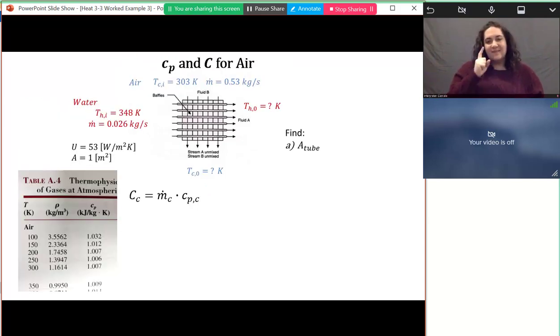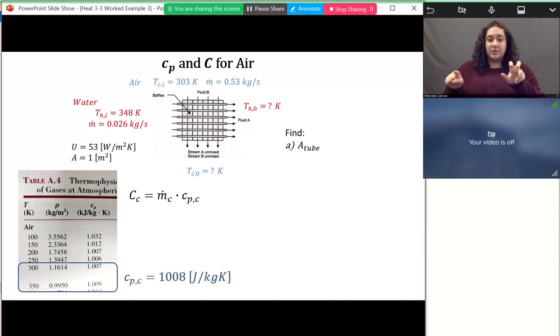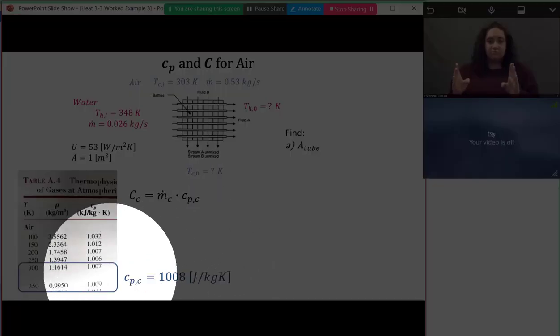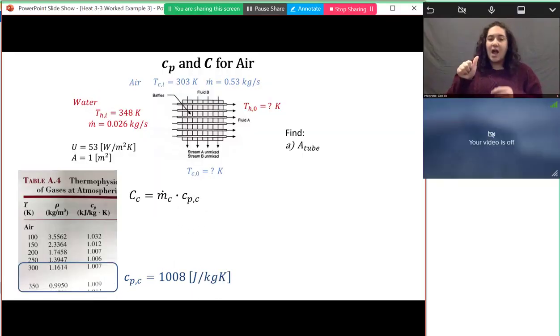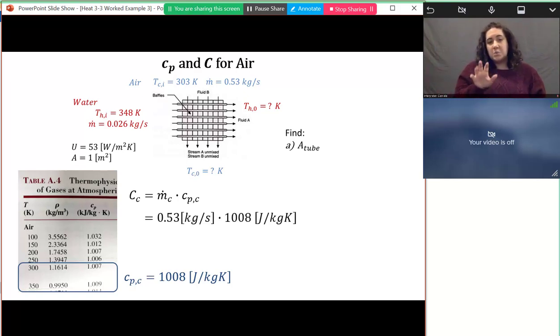So first, for the air, I know that it has to be between 300 degrees and 350 degrees Kelvin. So here, if we look at CP, it is a very weak function, right? I would be fine on a test if you picked 1,007 or 1,009. I just know it has to be somewhere in between there, so I picked 1,008 joules per kilogram Kelvin. Then I put this into my problem, and I can find big C on the cold side.